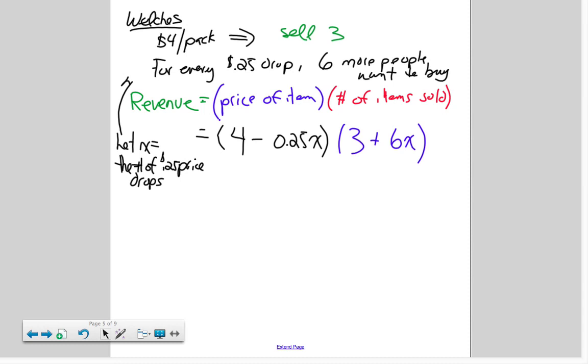You need to multiply it out. But if I multiply it out, what do I get? Well, what kind of equation do I get if I multiply it out? A quadratic, right? I'm going to get x squared when I multiply these two things together. So I have a quadratic. Essentially, I want to find the maximum value of that quadratic, the maximum revenue. So how do I get that? How do I get the maximum value?